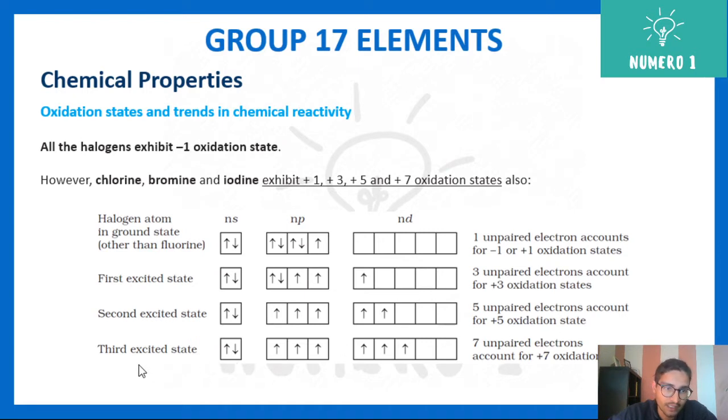And similarly, the third excited state where there are, okay, I think there is a mistake here. There should be only one electron here. So this electron here should go in the last nd orbital, so that will account for +7 oxidation state. Okay, I repeat that this should not be there. There should be only one electron present here.